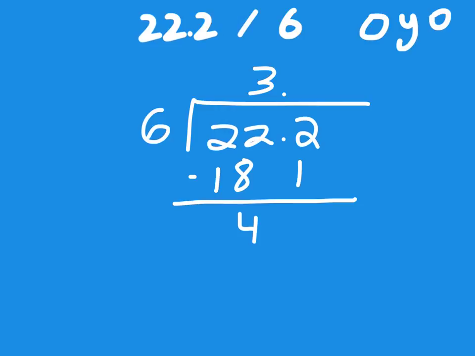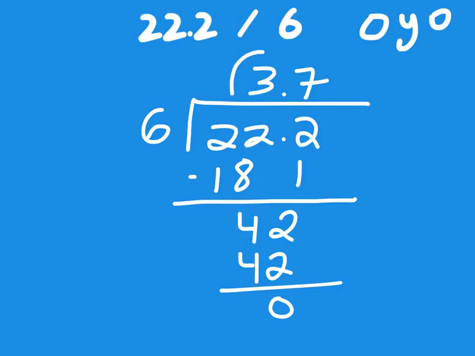Bring down the 2. 6 goes into 42 a nice even amount of 7 times. 7 times 6 is 42. Nothing left over. And so my answer is 3.7.